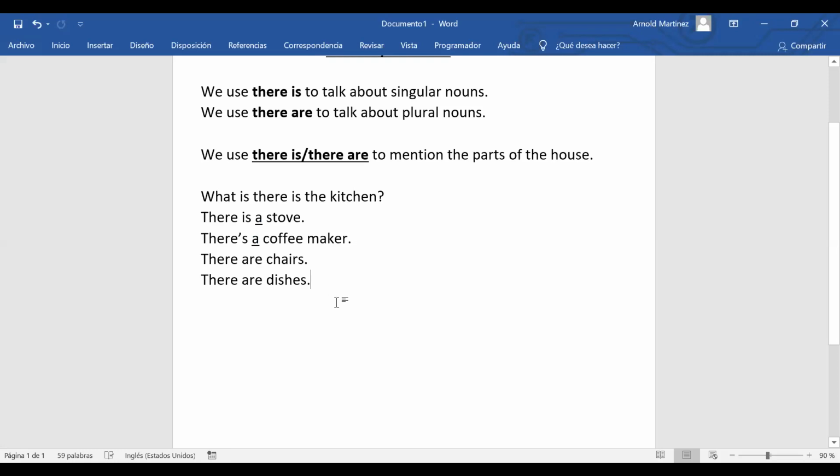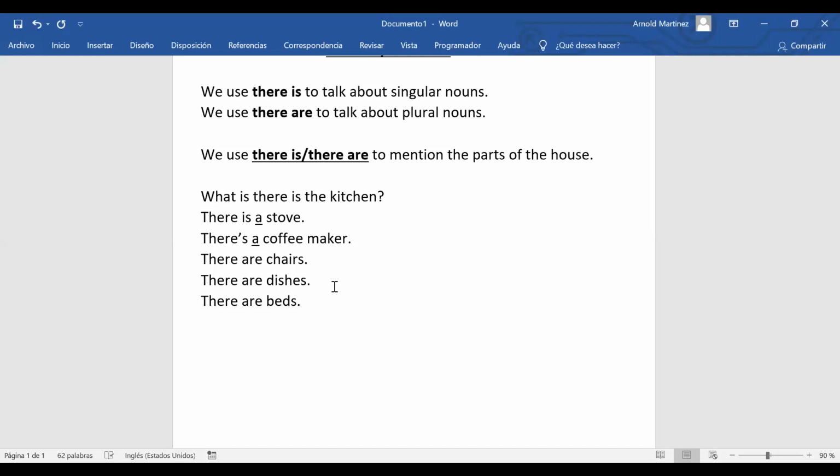And on the other side, we have plural. So when we have plural, we don't use a. We just collocate there are chairs. Look, no a in my sentence. There are dishes. Another example using plural. There are beds. Period. Look, I don't collocate article a.